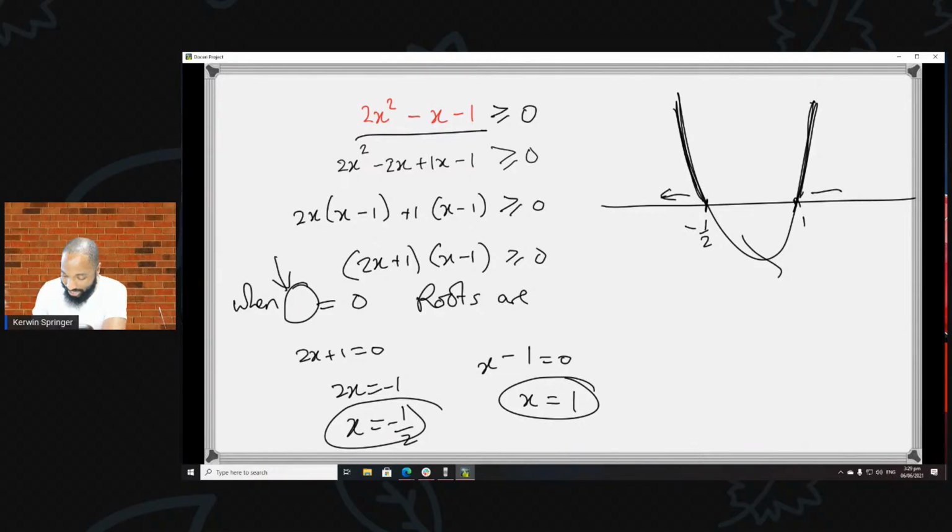You see, when x is less than or equal to -1/2, meaning as I go this way, or when x is more than or equal to 1. And that's what the calculator gave me a long time ago. And that's the answer. That's it. That's quadratic inequalities there. Now, it could be a little different.